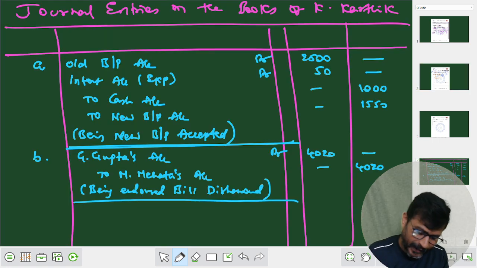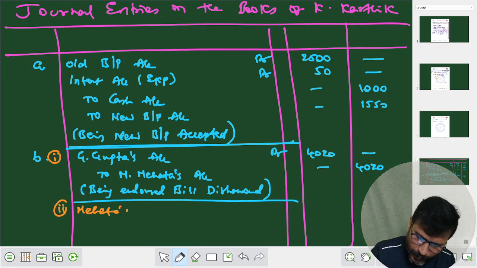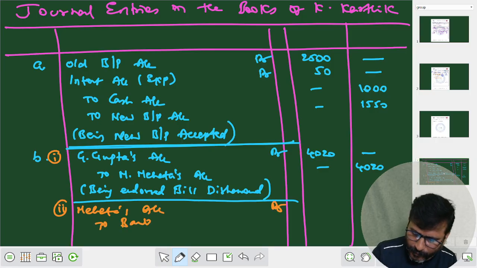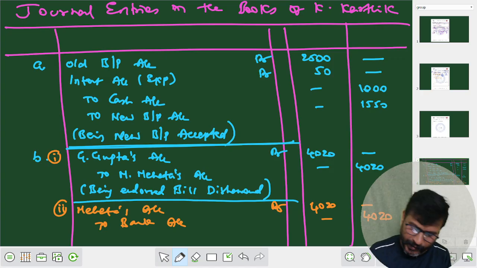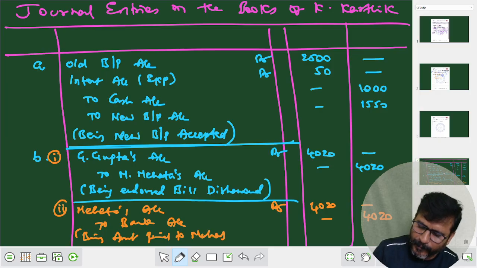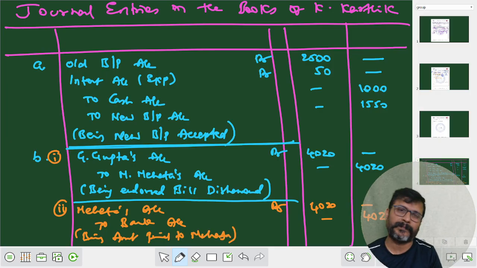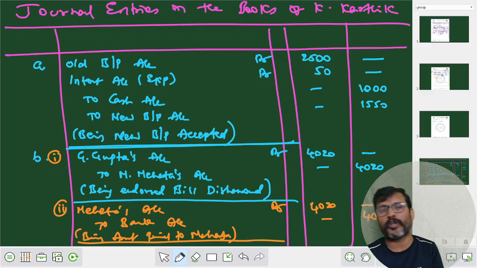For that, the second entry in B, you write sub point 1, then you write sub point 2. Mehta's account debit to bank account. How much? 4,000 plus 20, 4,020, being amount paid to Mehta to withdraw the bill. You can pass like that, being amount paid to Mehta to withdraw the bill.